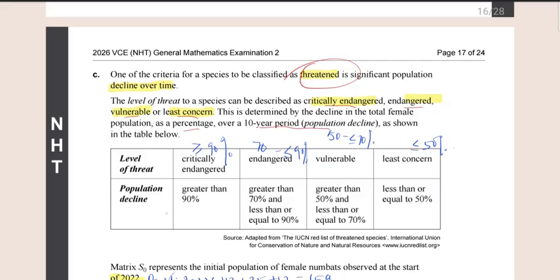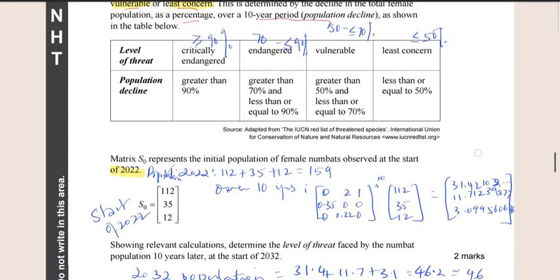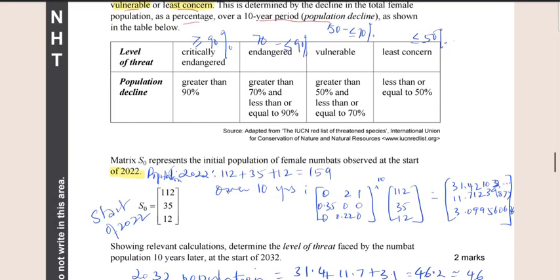So, if the population decline is greater than 90%, it's critically endangered, and 70 to 90% is endangered. Greater than 50 and less than 70 is vulnerable, and less than 50% is least concern. So we've got to see the decline over a 10-year period. Matrix S0 represents the initial population, which is given to you here in the question, and showing relevant calculations, determine the level of threat faced over a 10-year period at the start of 2032.